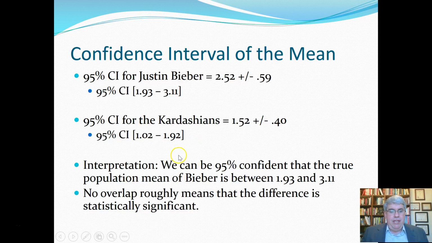So we can be 95% sure that this range contains the true value and 95% sure that this range contains the true value for the other. And it's interesting, there's no overlap, and this is roughly the same as saying that the difference is significantly different on what people think of Justin Bieber and the Kardashians.